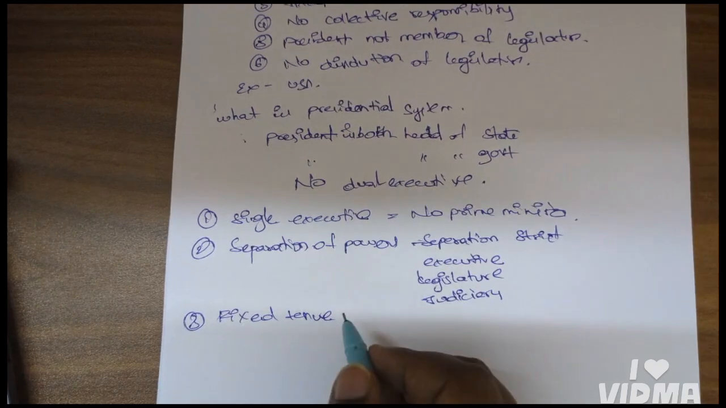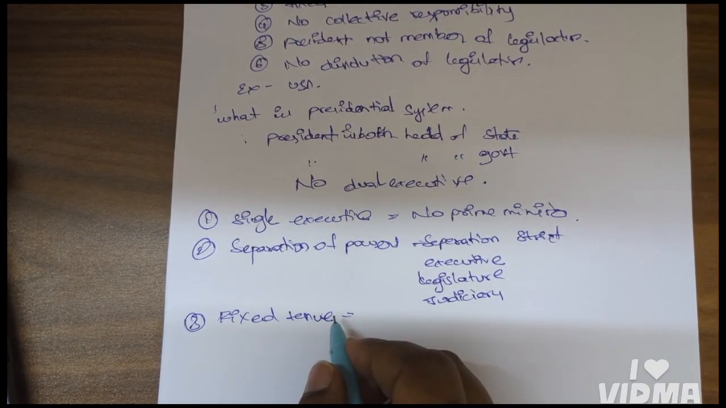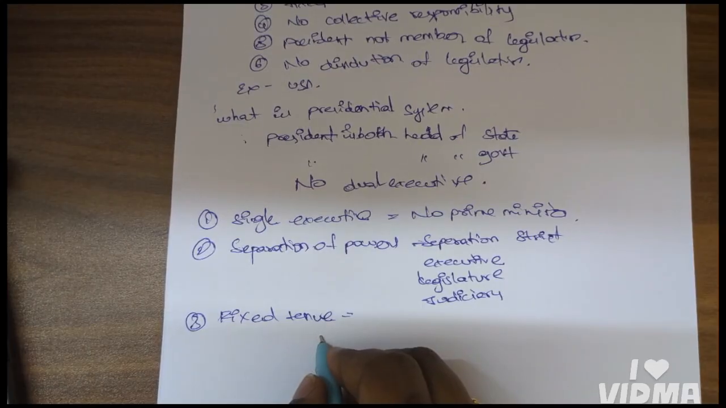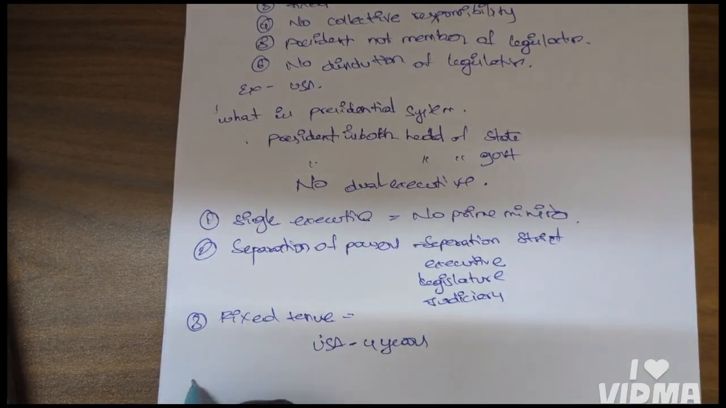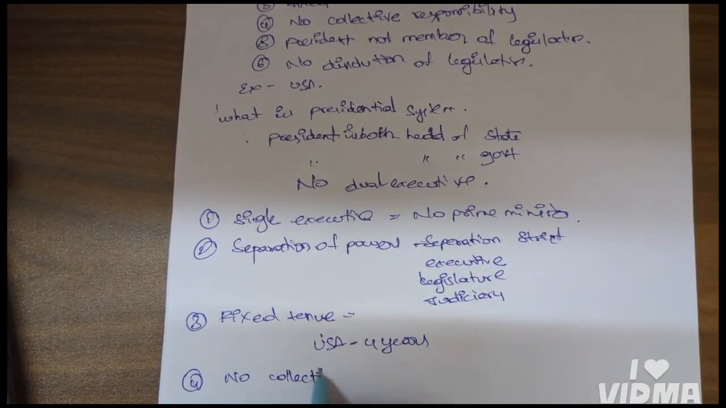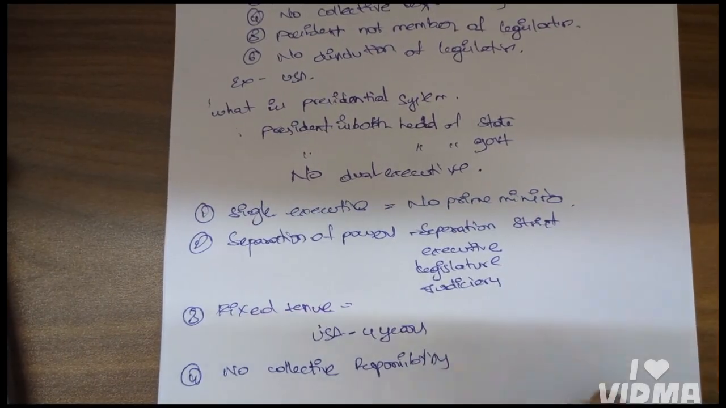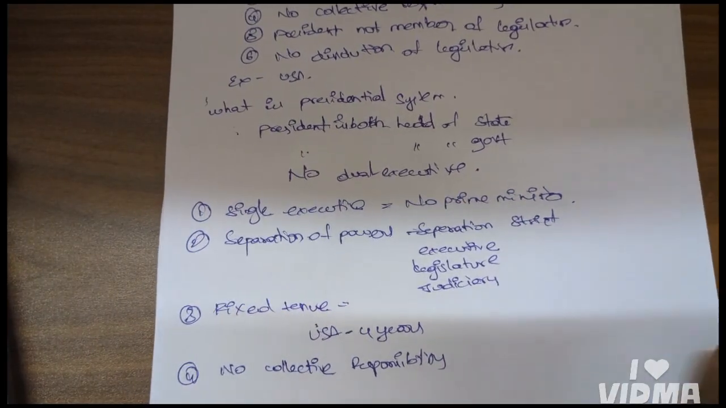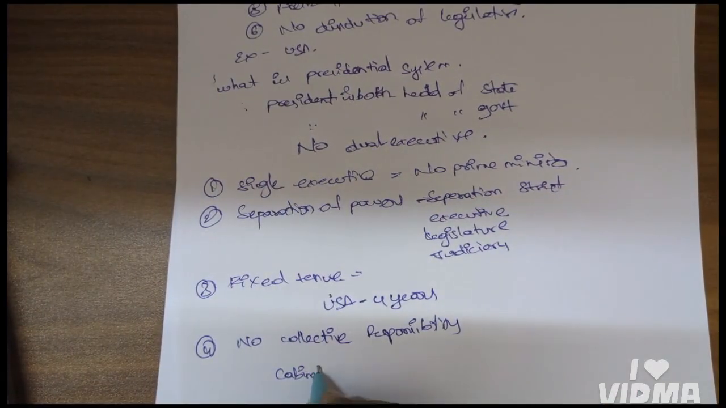Next, fixed tenure. In presidential system, the president has a fixed term. For example, in the USA, the president serves for 4 years. Even if legislature disagrees with him, he continues until the term ends, unless impeached. Next, no collective responsibility. Okay. In presidential system, there is no concept of collective responsibility. The cabinet members are responsible only to the president. They are not responsible to any legislature.